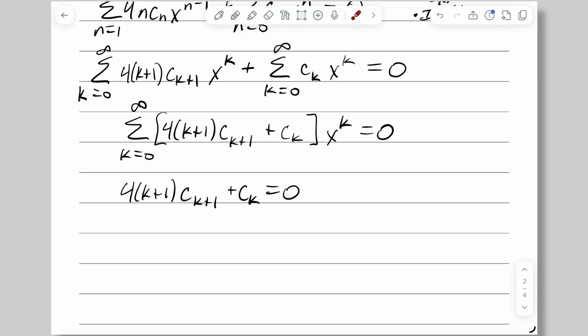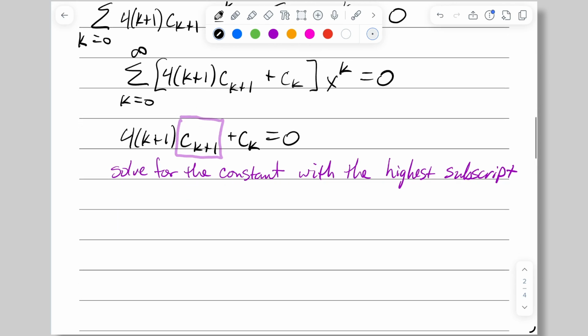And it's what we refer to as a recurrence relation. I'll write that down in a bit. But when we get to this point, we're always going to solve for the constant that has the highest subscript. What that means for us in this case is that we have c sub k plus 1 is equal to negative 1 over 4 times the quantity of k plus 1 c sub k.